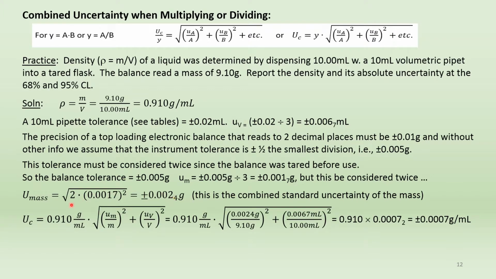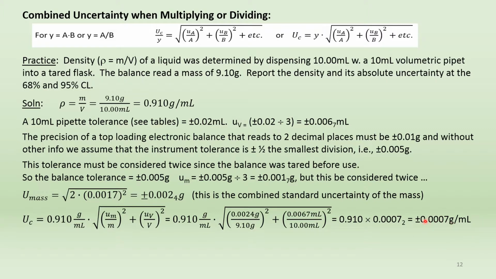So now the combined standard absolute uncertainty on the density will be the density times the root of the sum of the squares of the relative uncertainties. In the case of the mass, we said the uncertainty of the mass was 0.0024 grams on 9.10 grams, squared. The uncertainty on the volume was 0.0067 mL on a 10 mL aliquot. We square that, add them together, we get a combined relative uncertainty of 0.0072, times the density gives us the absolute combined standard uncertainty of 0.007 grams per milliliter.